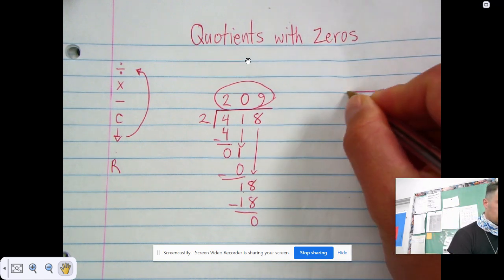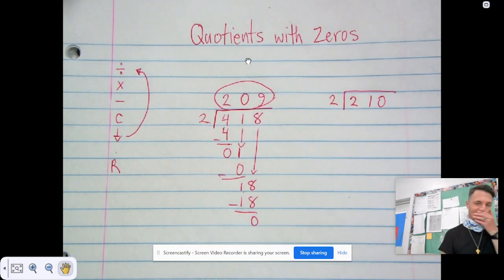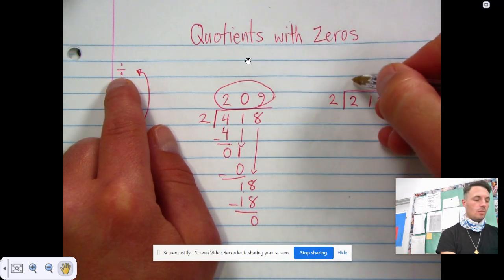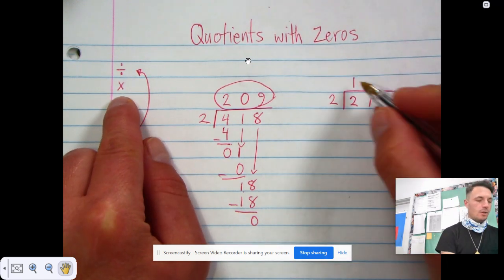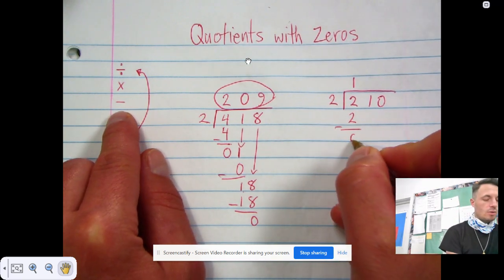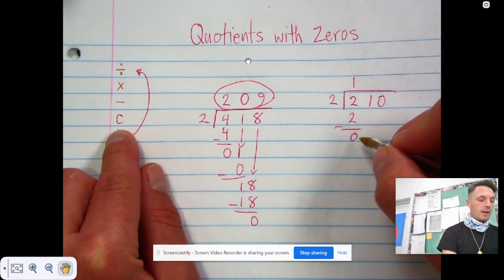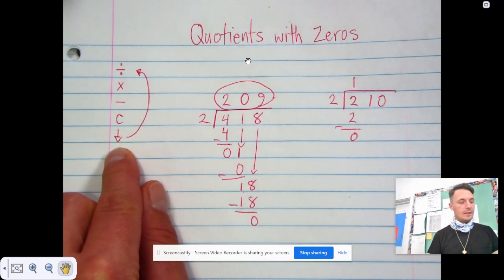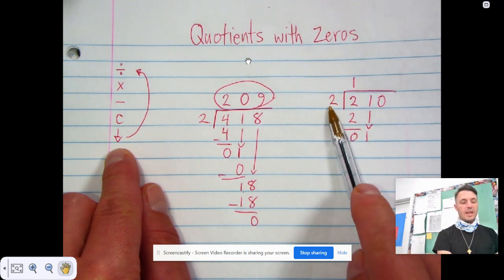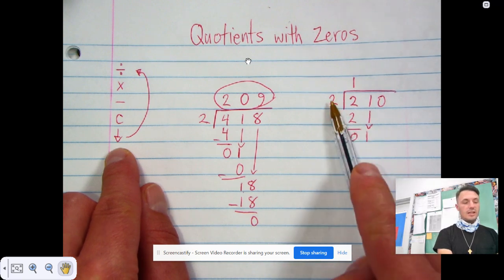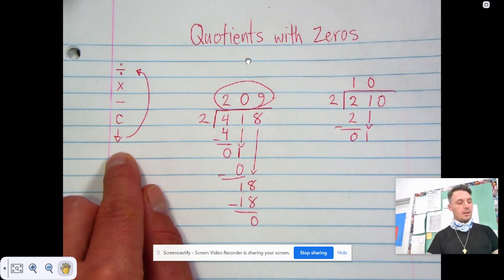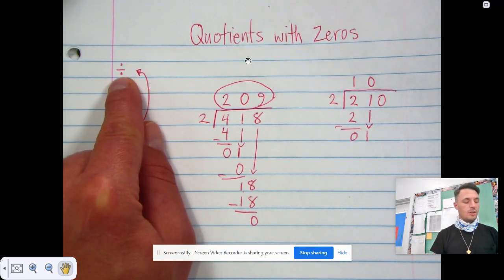Let's do 210 divided by 2. Okay. First step, we divide 2 into 2, and it can fit in 1 time. Next step, multiply. 1 times 2 is 2. Next step, subtract. 2 minus 2 is 0. Next step, compare. Is 0 smaller than 2? Yes. Next step, bring down. And here's the same situation again. We can't fit 2 into 1, so we just say 2 can fit into 1 0 times. Okay? Now we go back to divide.